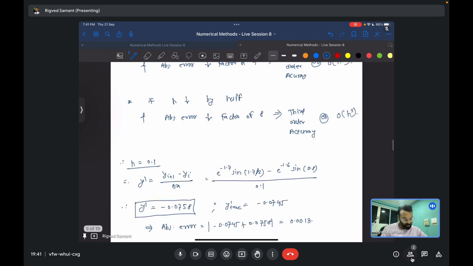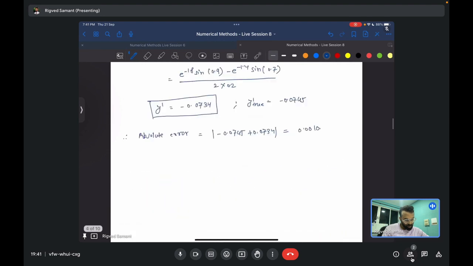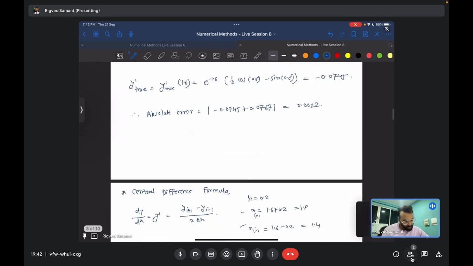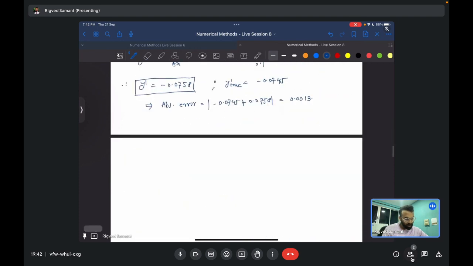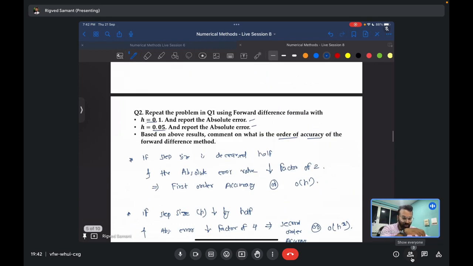So if you compare in the forward difference, the first error was 0.0022 and it has gone down to 0.0013. So when you are reducing the step size by half, your absolute error is also reducing by a factor of 2. So by this you can conclude that it is first order accurate. Now we will go ahead, and he has also asked you to calculate for 0.05 as well, right?